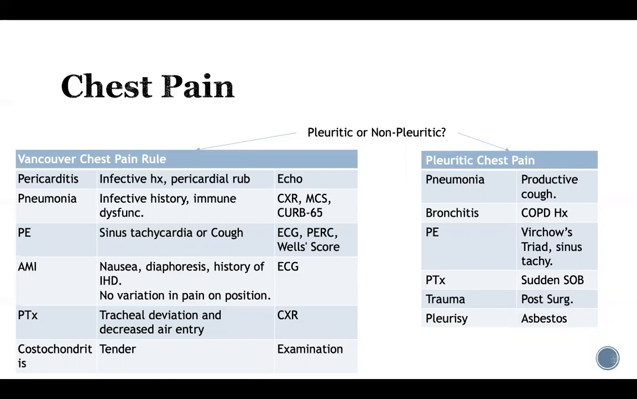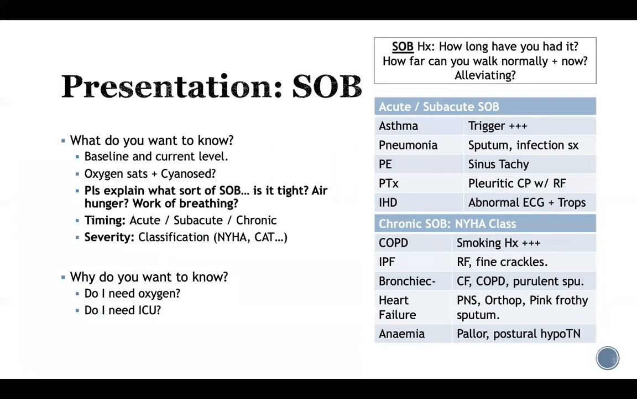Shortness of breath, I think Will mentioned something about NYHA class. So it's like, how far do you walk, etc. That's actually used for heart failure. So don't use it to describe shortness of breath, but you can use the same kind of questions. It's just not NYHA class. So what you want to know from taking the shortness of breath history is whether they need to be put on oxygen and whether they need the ICU.